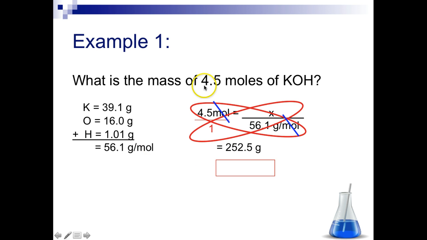It is, but here's where sig figs are going to come in. This number, 4.5, has 2 significant figures. The answer that we've calculated has 4, so I'm going to round that to 2, which would be 250 grams. And that is your final answer. And notice how I have a box around it. That's what I want to start seeing on yours.